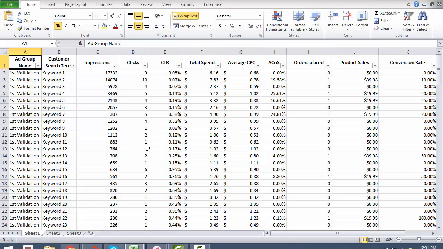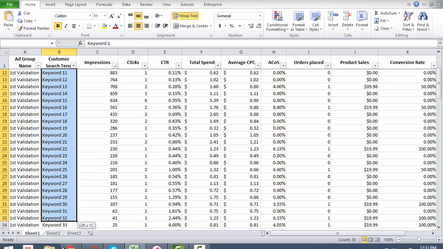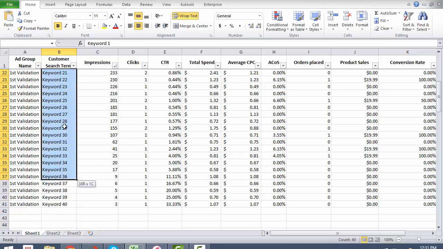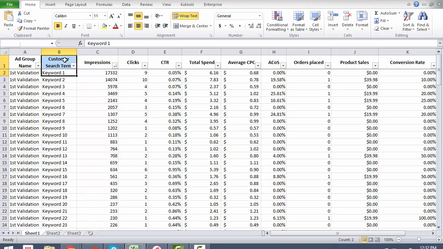So first of all, before we get started, I just want to say that I took out the names of the keywords. So I took out the actual keywords from right here and just replaced them with keyword 1, 2, 3, 4, 5, 6, 7, and just numbered these keywords so that I can keep my actual keywords hidden, but you can still get the full use of looking at all this data. So I just want to explain that really quick.